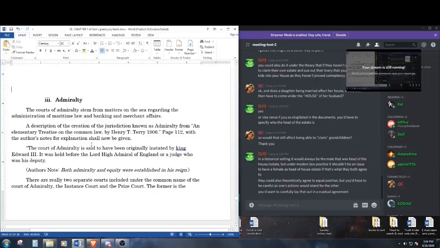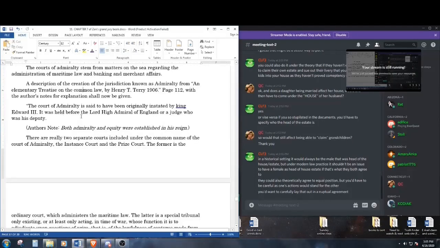So, again, I'm reading from Chapter 7 of my Grand Jury Handbook. The courts of admiralty stem from matters on the sea regarding the administration of maritime law and banking and merchant affairs. A description of the creation of the jurisdiction known as admiralty from an elementary treatise on the common law by Henry T. Terry, 1906, page 112, with my notes. And again, this treatise can be found by going on to archive.org and searching for it. You can find it for free.